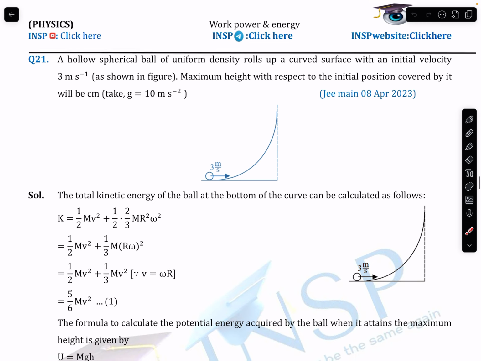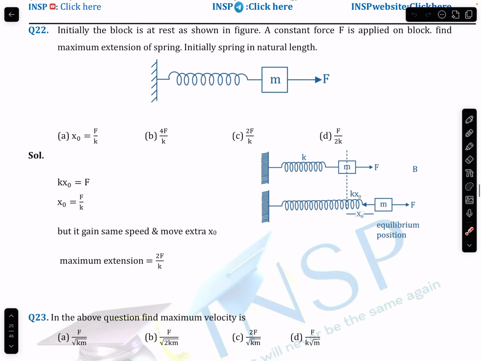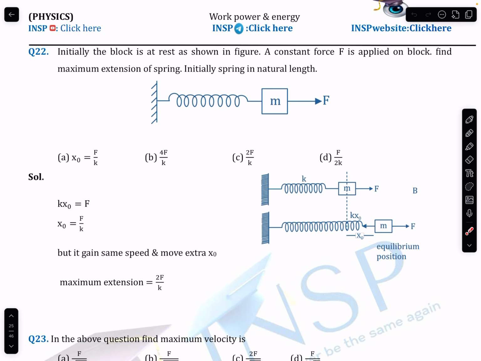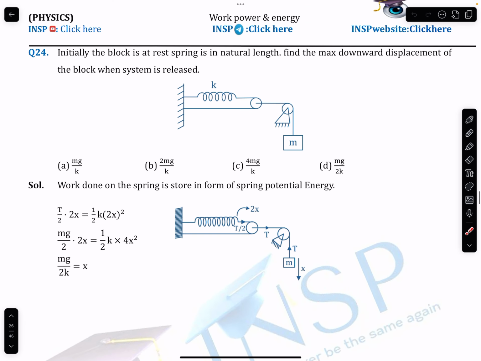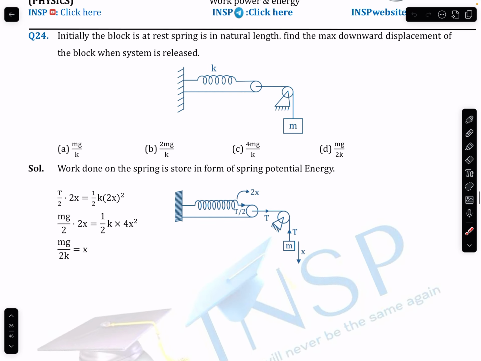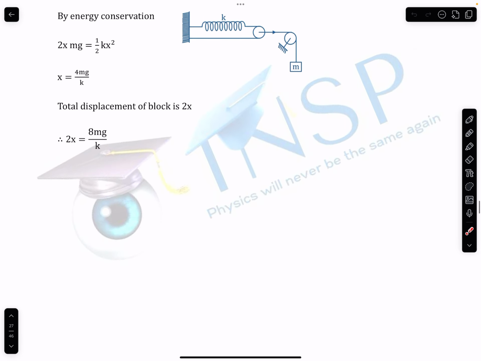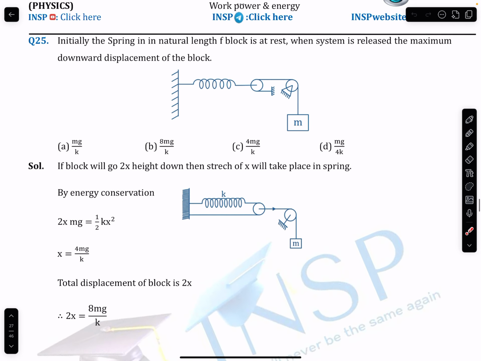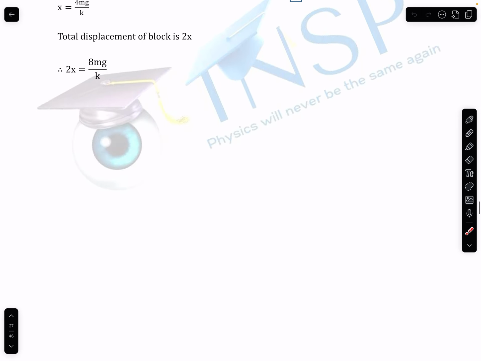Take the screenshot of this. This is also a PYQ, very important one. Then this question, you can take the screenshot of it. Okay, this is the extension of it. And then quickly you can take for this part as well. This looks similar. Okay, different problem. Let's see that. Maximum downward displacement of block.